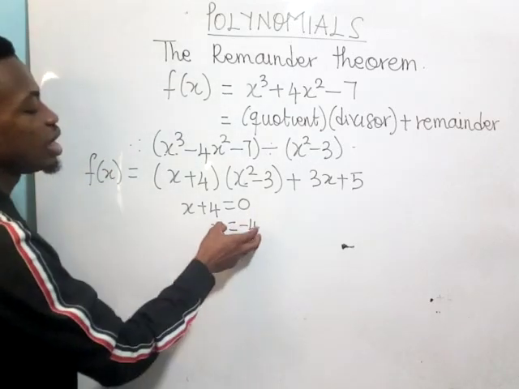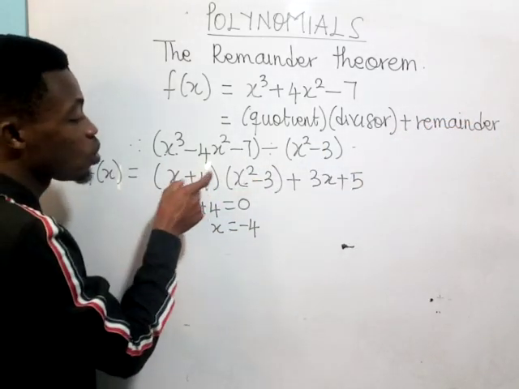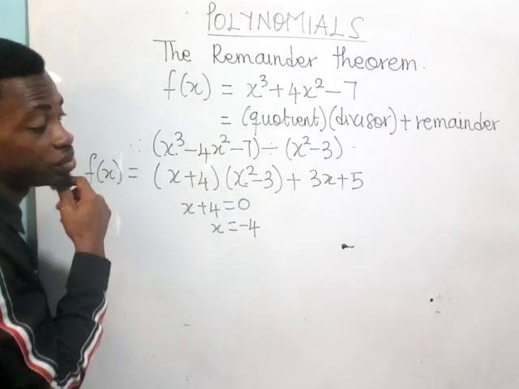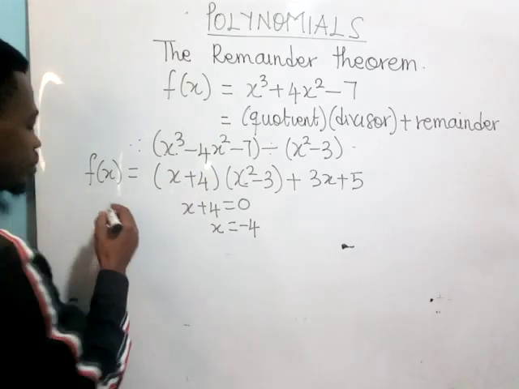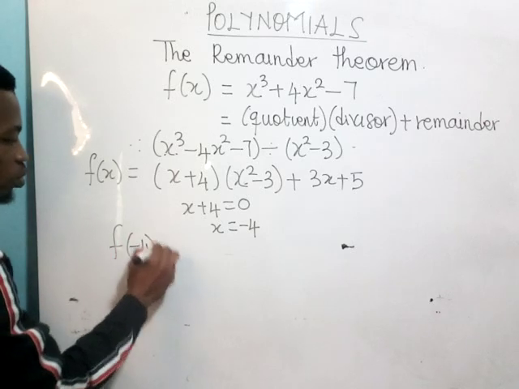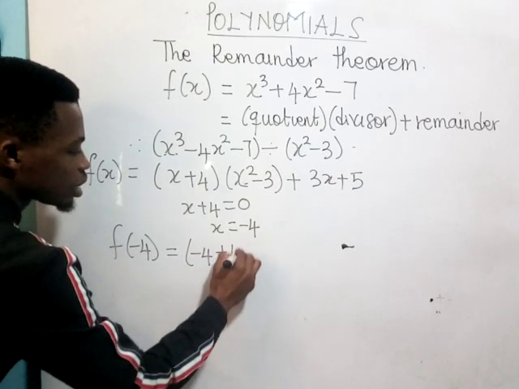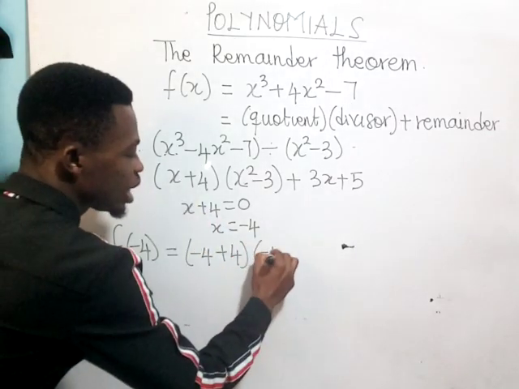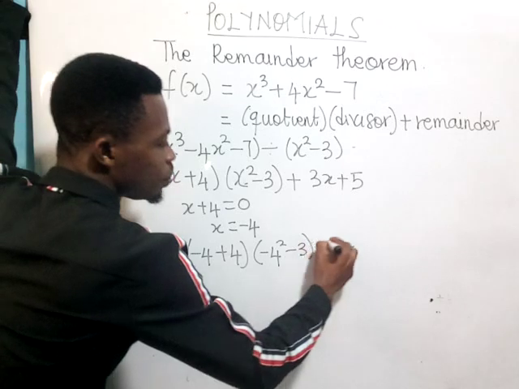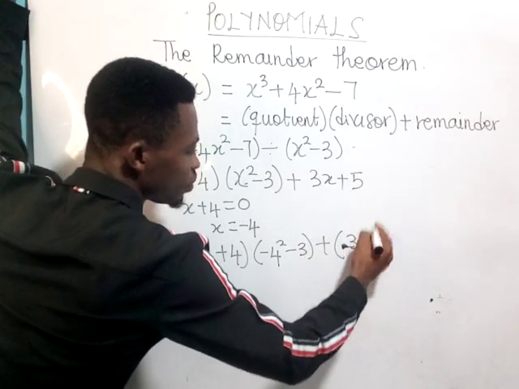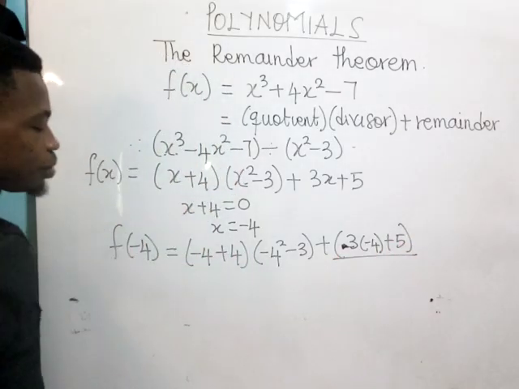Now, if we introduce the negative 4 into this function, what will happen is that the quotient and the divisor will become 0, and it will be left with 3x plus 5. So let's prove it. f of negative 4 is equal to negative 4 plus 4, which is here, into bracket negative 4 squared minus 3, then plus our remainder, which is 3x plus 5. So let's put the negative 4 there. But remember, the whole of this is the remainder.